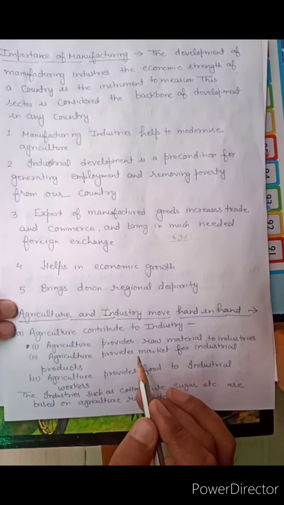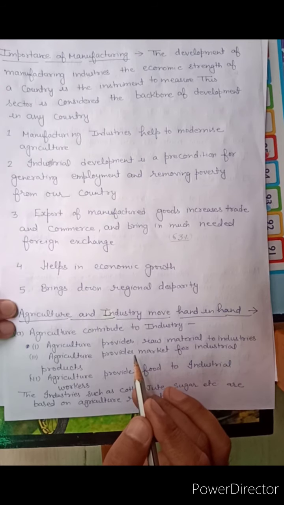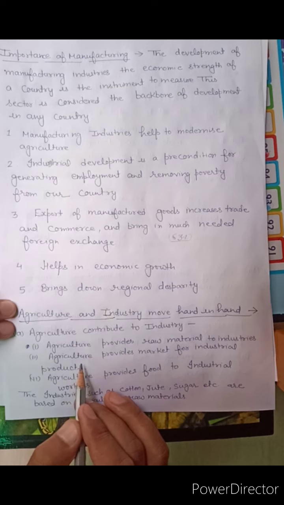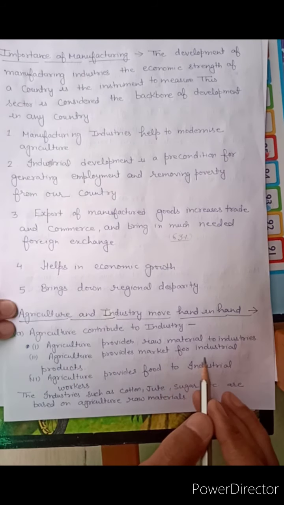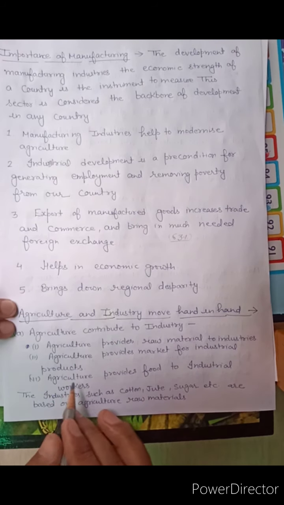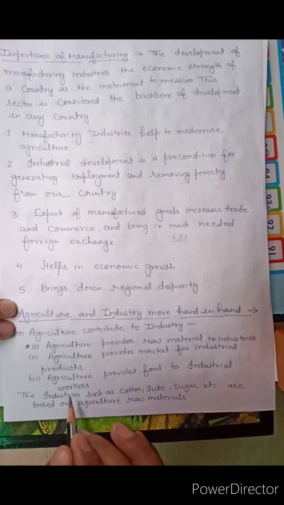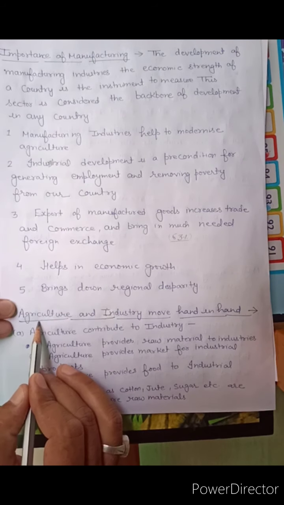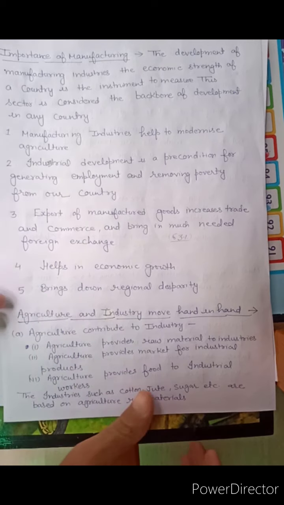So many industries, which are also known as agro-based industries, are getting their raw material from where? From agriculture. Agriculture provides a market for industrial products. Agriculture provides food to industrial workers. The industries such as cotton, jute, sugar, etc. are based on agricultural raw material. So this is the contribution of agriculture to industry.